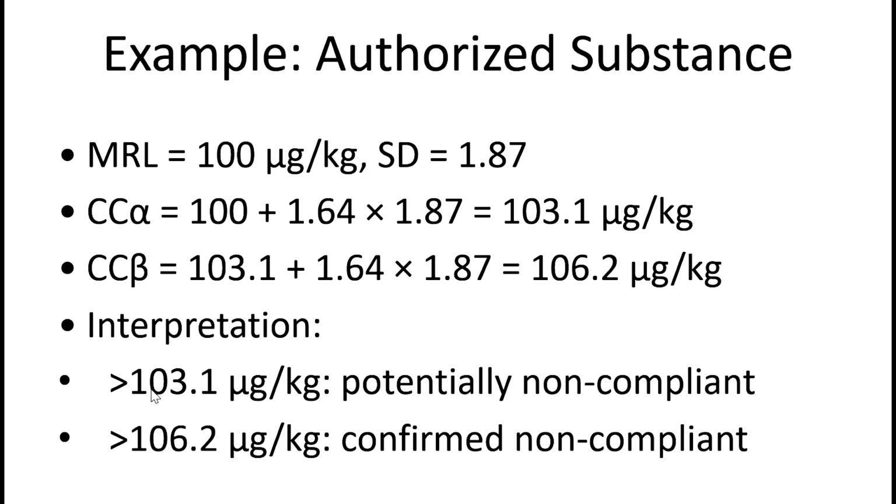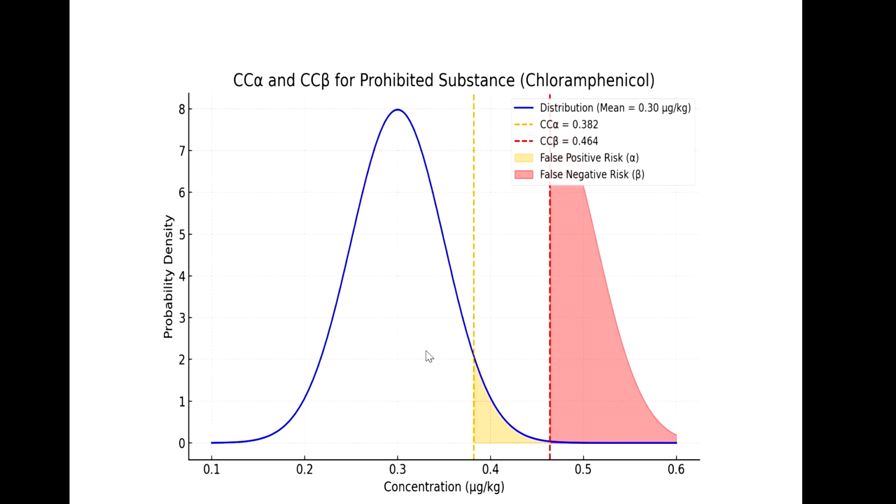So the interpretation: higher than 103 microgram per kilogram, potentially non-compliant. You are 95% confident that the compound is present in the test sample, and it can be non-compliant. But higher than 106.2, confirmed non-compliant. You are 95% sure that the sample is non-compliant. And in this graph you can also find CC alpha, CC beta and the minimum required performance limit.